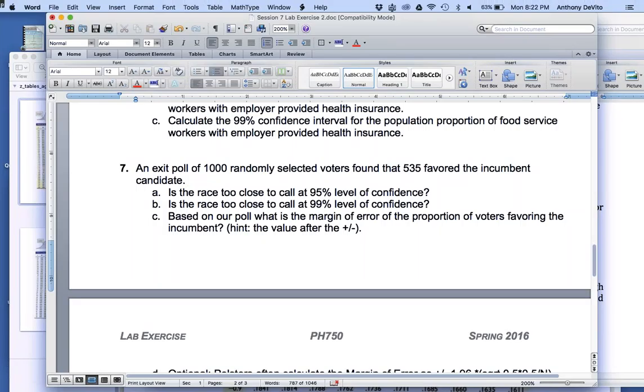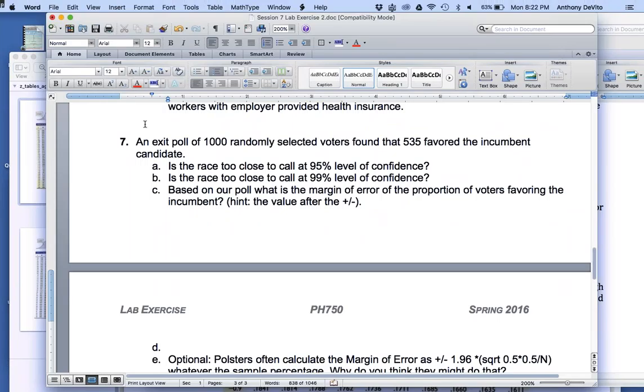Now the 1,000 could be, let's say this is a sample. It could be millions of votes cast, right? So this is a poll, a sample of only 1,000 people. In this case, 535 of them were going to vote for the incumbent. So what's the probability that any individual here would vote for the incumbent? What's that probability equal to?